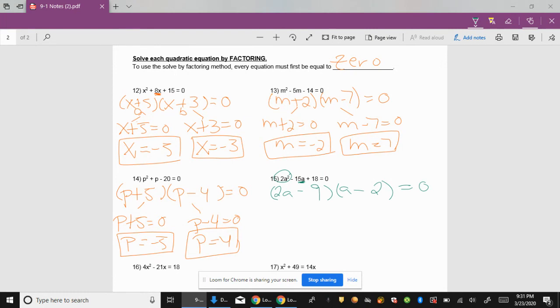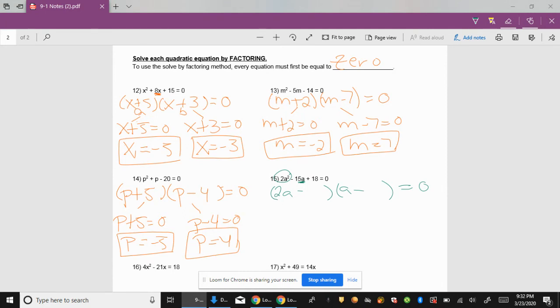So check it. If I multiply this out, 2a squared minus 4a minus 9a, that's 9, plus 18. I've got a problem because if I combine those, negative 4 and negative 9, it's not going to give me negative 15. So I say, okay, well, that one didn't work. So I could try switching the 9 and 2 and try it there, or I can try a different factor.